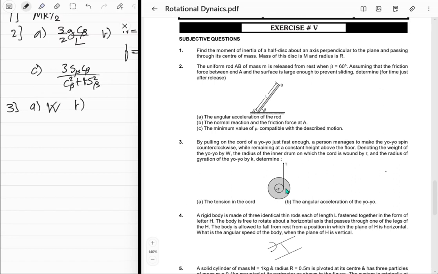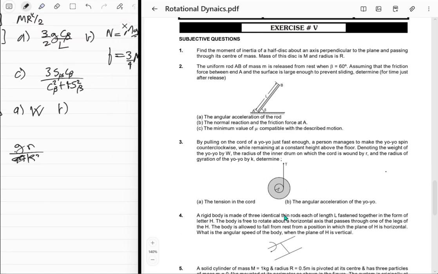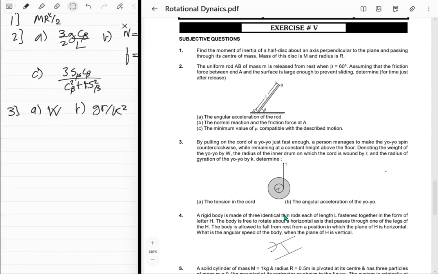The angular acceleration of the yo-yo. Okay, so you got this force w in this direction, and then w times r upon the inertia, which is basically m k squared. But w is basically mg. It's just going to be g times r upon k squared. That will be your angular acceleration. So yeah, this wasn't so bad. Okay, next question.